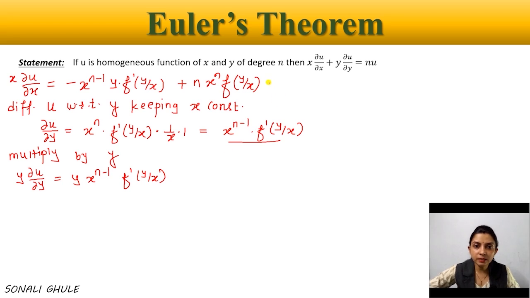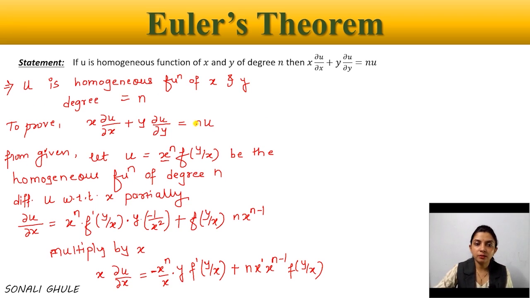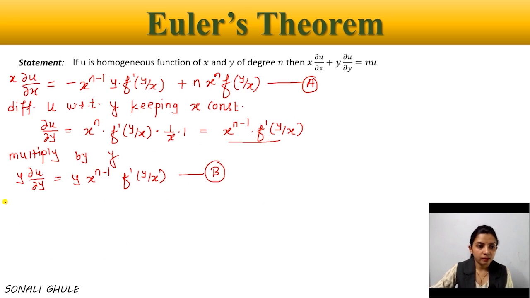Right. Now see here, let's say this is equation A and this is equation B. Okay. Now what do we have to prove? This one. So I can consider here the left hand side. Say this is equation 1. Let the left hand side be equal to x into dou u by dou x plus y into dou u by dou y. Okay. We have to solve this.